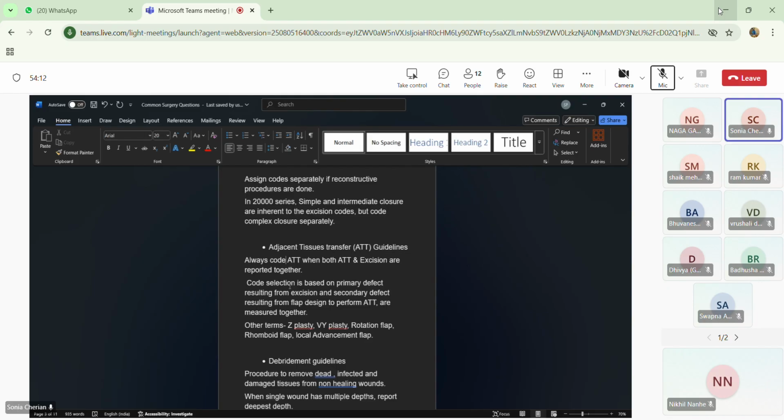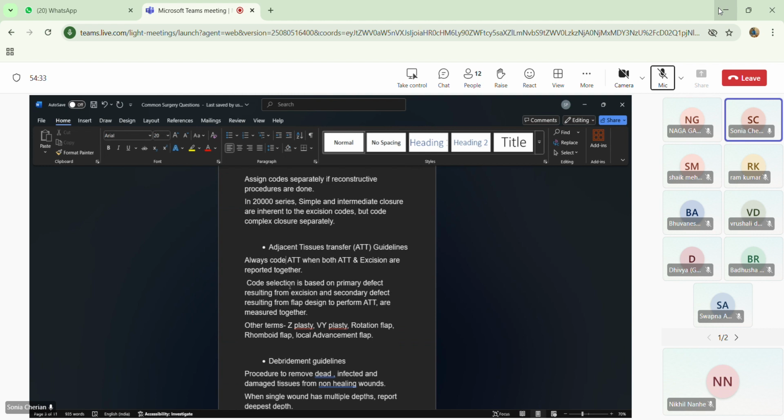Now, accordingly, you have to select the CPT for adjacent tissue transfer. That is one thing you need to understand. They'll give you the measurement itself. Sometimes the measurement pattern will be like 15 by 3 or 10 into 3, so that is how they mention it. In that case you have to multiply for 880.